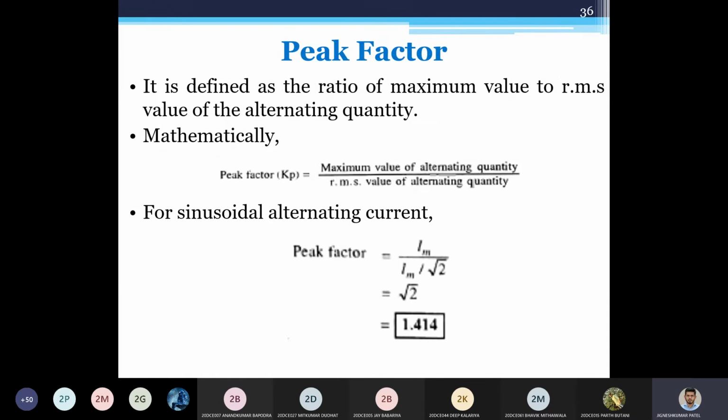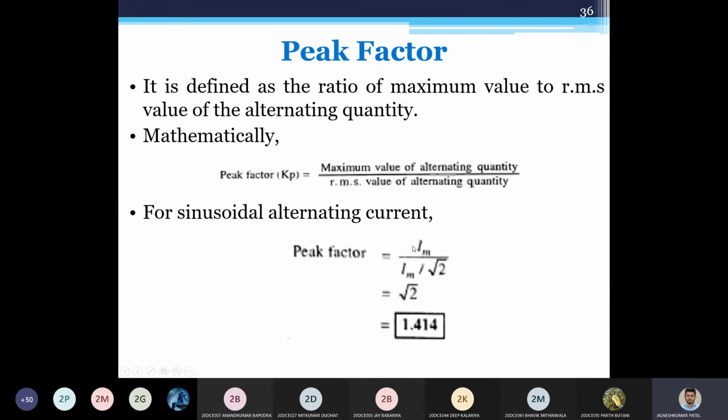Then there is one more factor, that is peak factor. Using this peak factor, you can find out your actual maximum value. This peak factor is basically a relation between the maximum value of the alternating quantity upon the RMS value. So peak factor is the relation between maximum value and your RMS value.